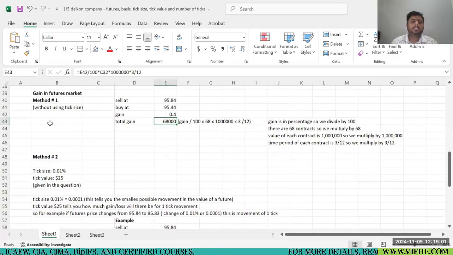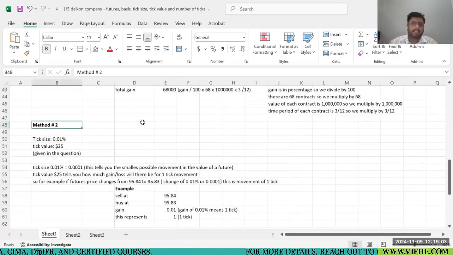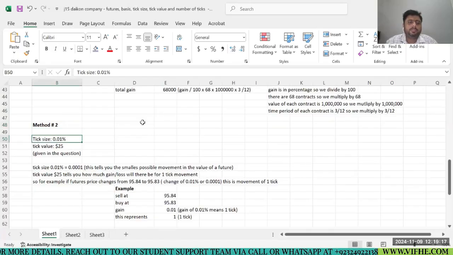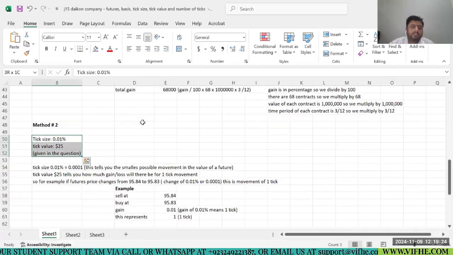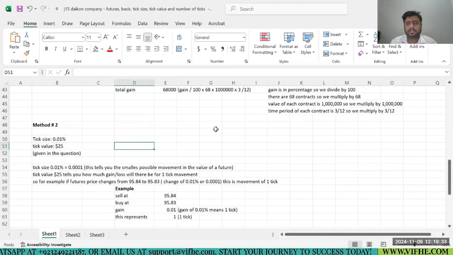Now method number 2, which is involving ticks. Ticks is nothing but a pain. Ticks is nothing but a useless thing, but we need to understand it. Okay. Now in the question you were given tick size of 0.01%, tick value of $25. These two values were given in the question. What if the question told you that you have to solve the question using ticks and the tick value? How will you do this?